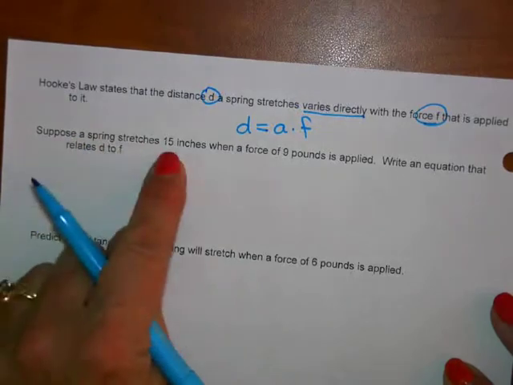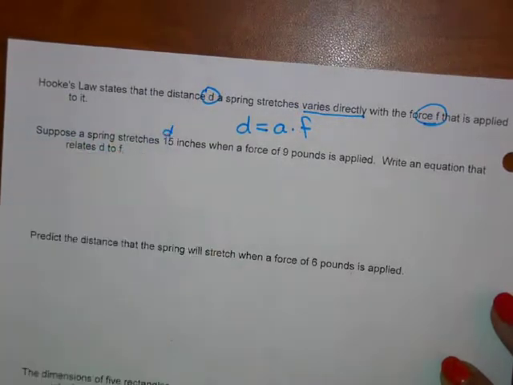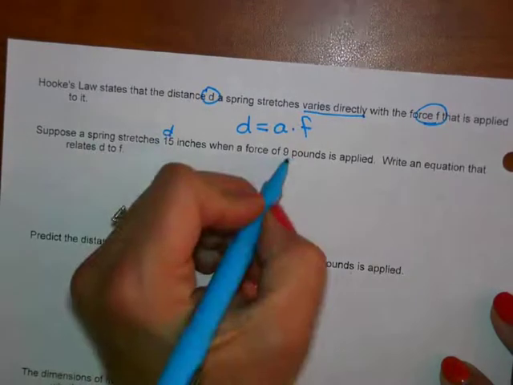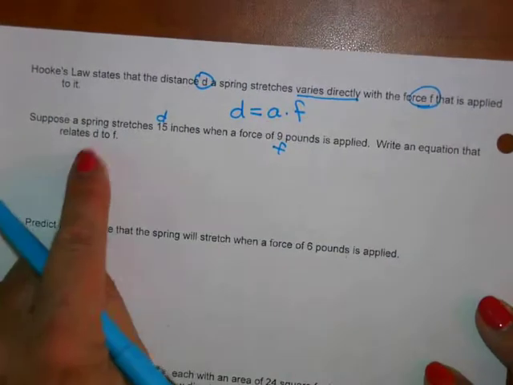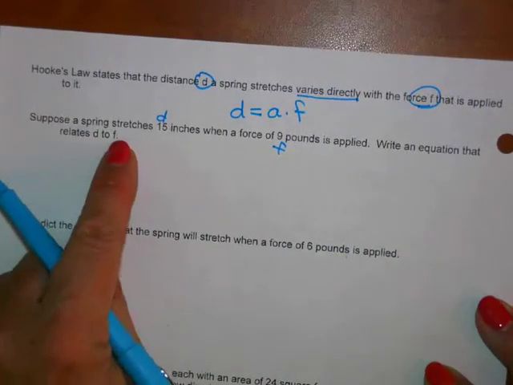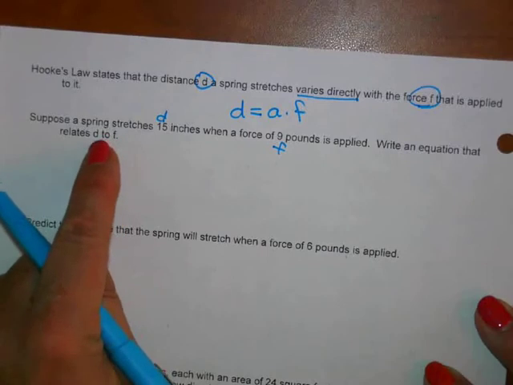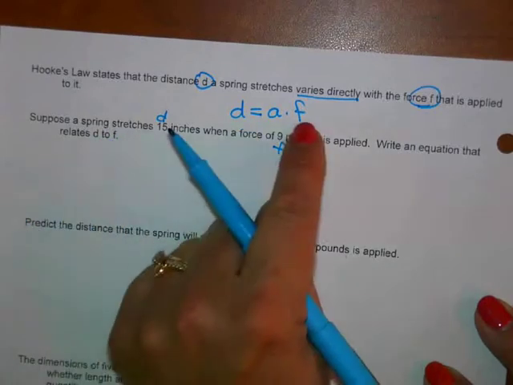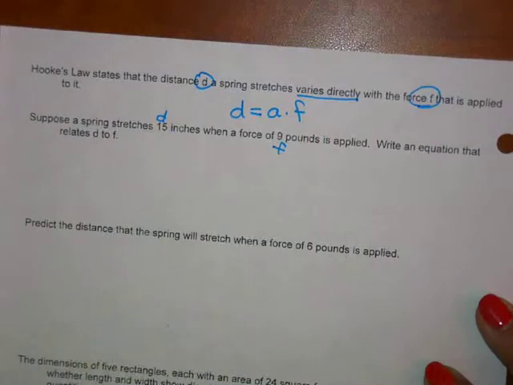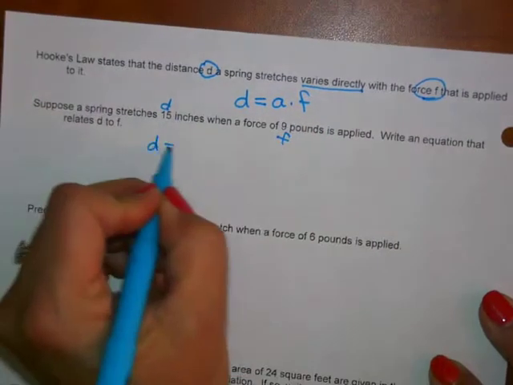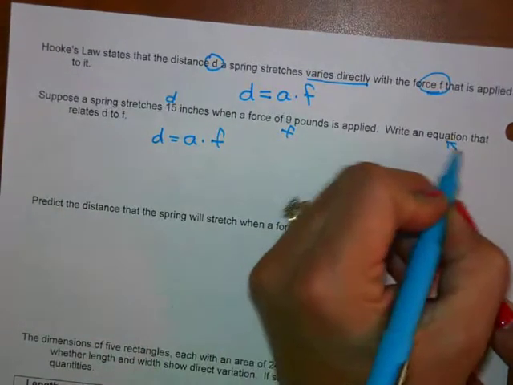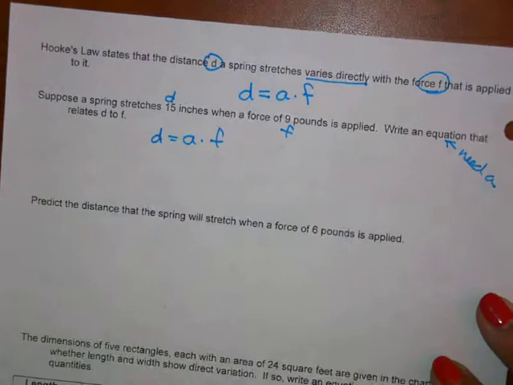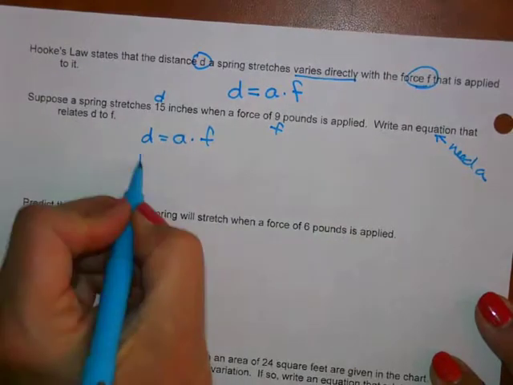So suppose a spring stretches 15 inches, so that's my D. They're giving me the distance. When a force of 9 pounds is applied, that's my force. Write an equation that relates D to F. Remember, force affects the distance. So this is the dependent, that's the independent, okay? So let's write this down then. D equals A times F. To write the equation, I need A. So I'm going to plug in what I know.